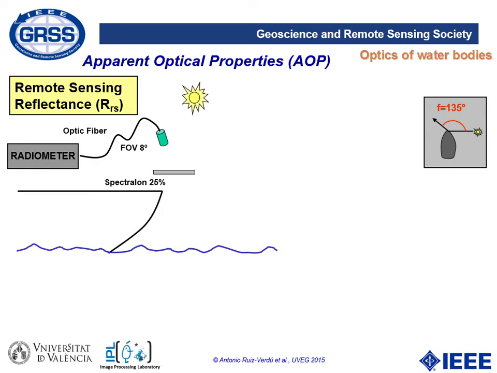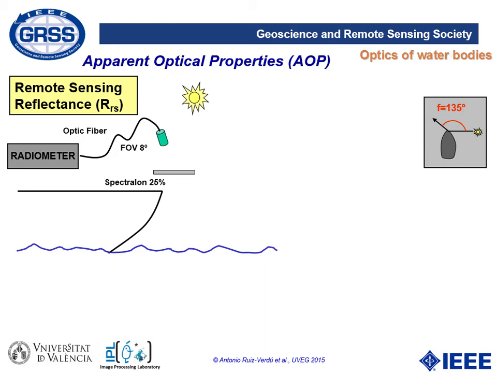The other group of optical properties is called apparent optical properties. From this group, I will focus on the most important magnitude in the field of water remote sensing, which is called remote sensing reflectance. Remote sensing reflectance is basically the ratio between the water leaving radiance and the sun irradiance reaching the water bodies.